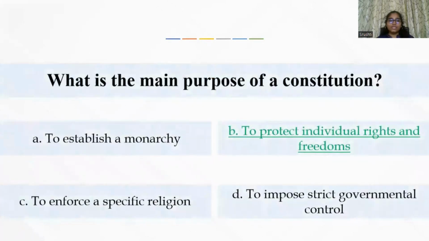The fifth question is, what is the main purpose of a constitution? Option A, to establish a monarchy. Option B, to protect individual rights and freedoms. Option C, to ensure a specific religion. Option D, to impose strict governmental control. The correct option is option B, to protect individual rights and freedoms.